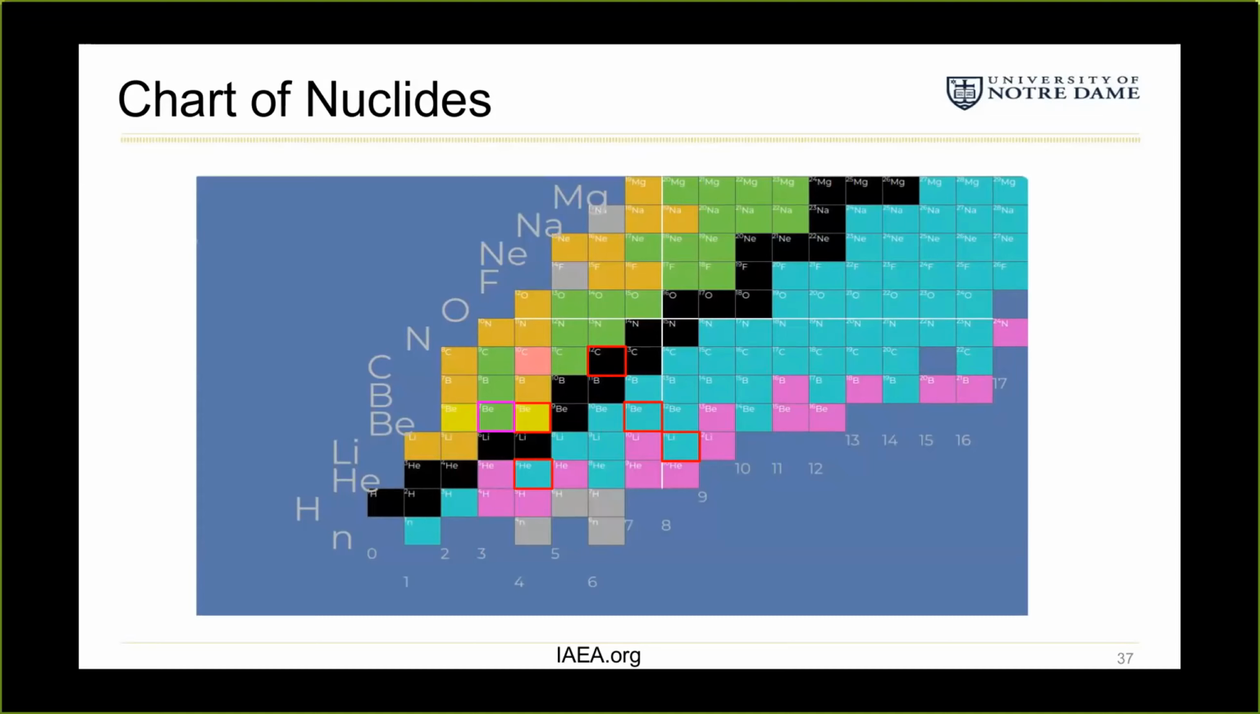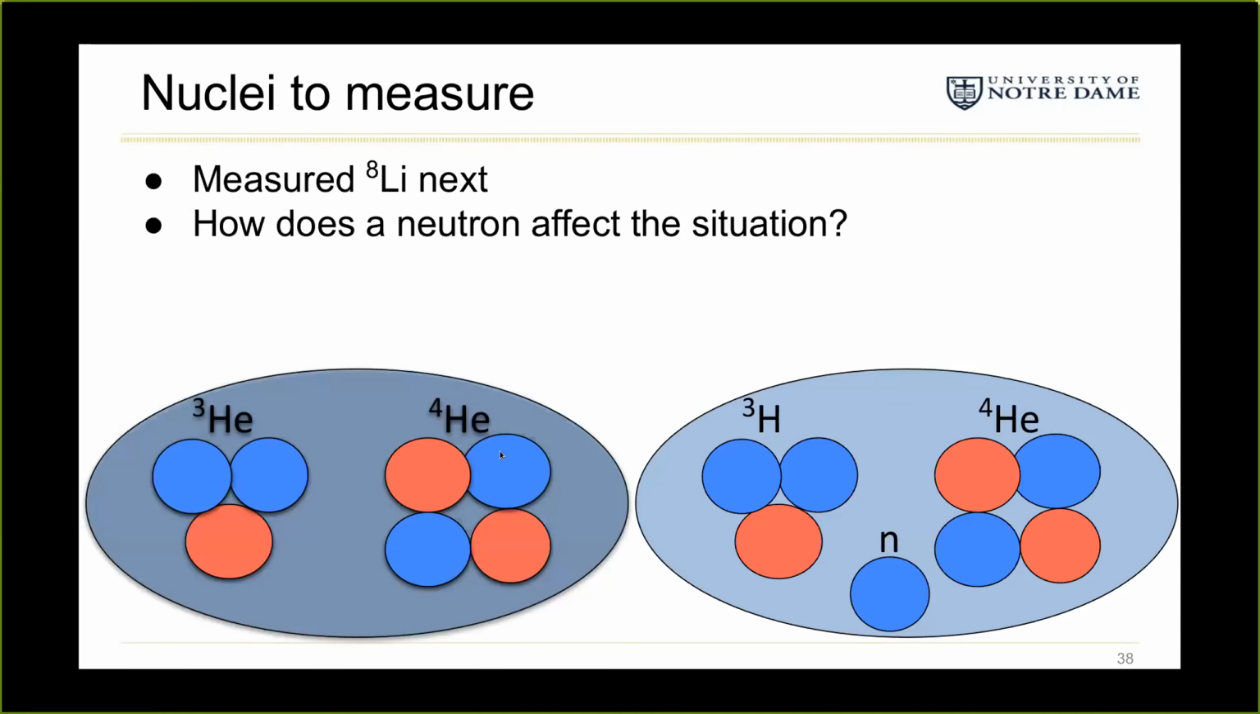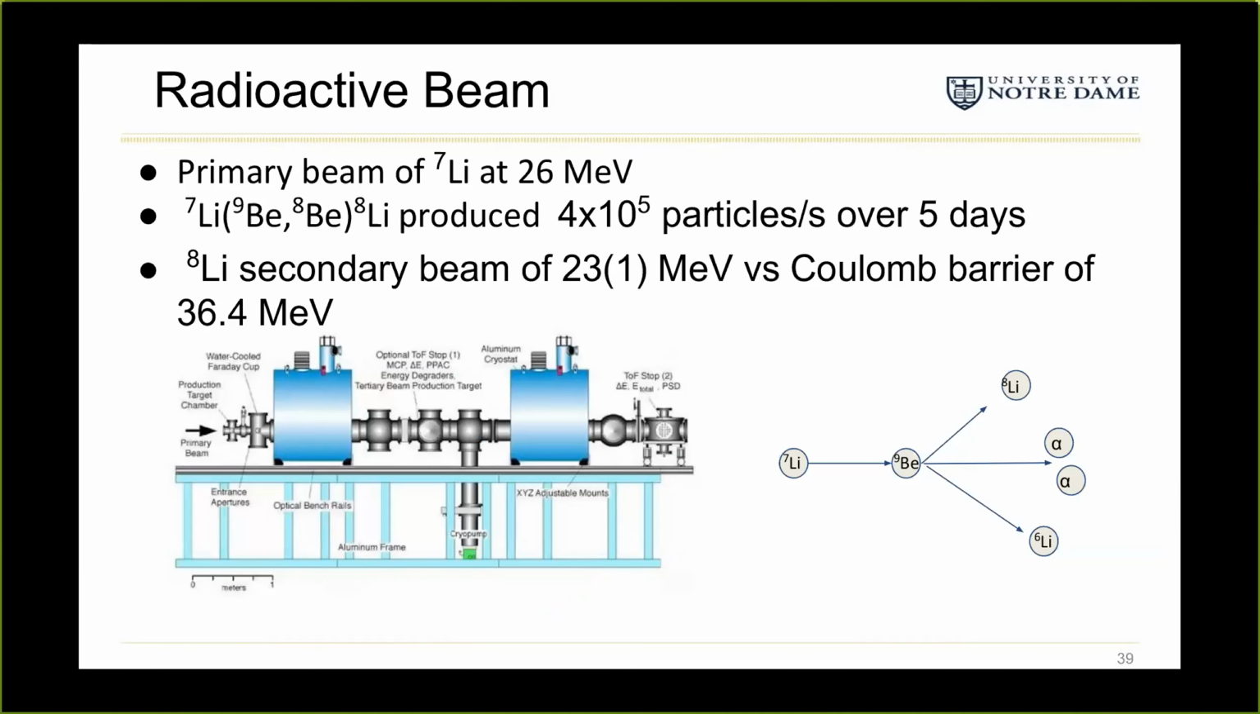Okay, so we have already measured the beryllium 7 Be2 value, now shown here in pink. And as already mentioned, the next nucleus we want to look at was lithium 8. So does lithium 8 look like lithium 7 with an additional neutron, or does it collapse down? We're not sure. We're excited to try and find out.